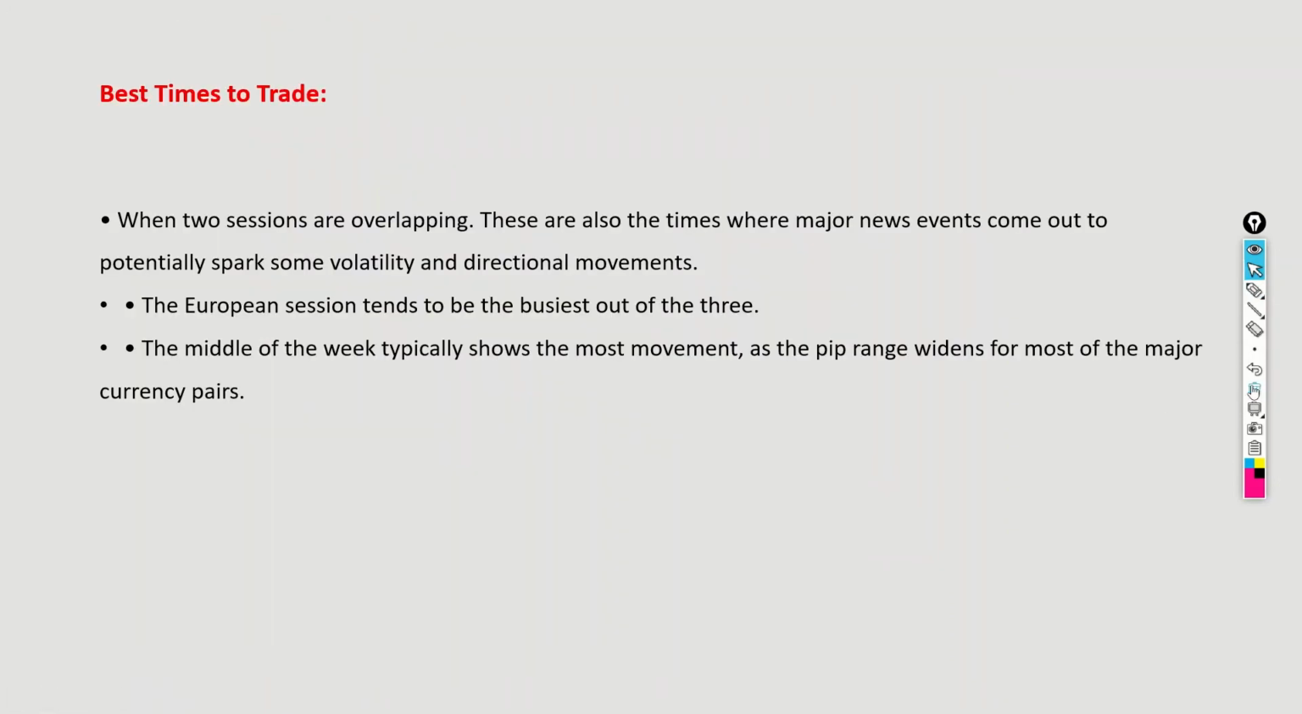So what are the best times to trade? When two sessions are overlapping, these are also times when major news events come out, potentially sparking some volatility and directional moves. The European session tends to be the busiest out of the three, and the middle of the week typically shows the most movement as the range widens for most of the major currency pairs. The best times to trade, we have agreed, are in the middle of the week and when two sessions are overlapping. And then the European session is the busiest of the three sessions, followed by the New York session.